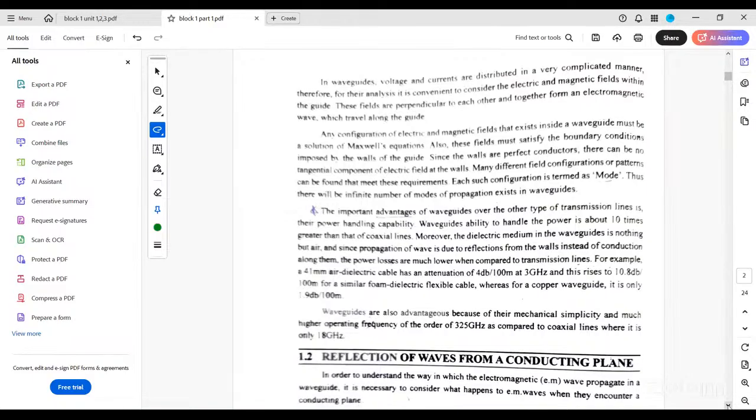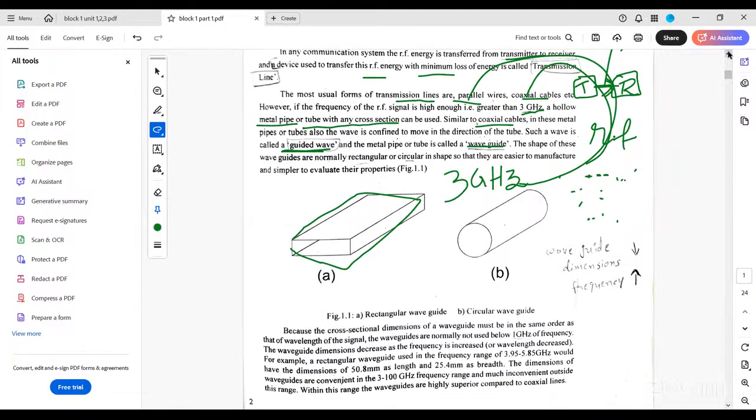One more thing to concentrate on is the cross-sectional area of the waveguide. The area of cross section of the waveguide is the same as the wavelength of the signal. Up to 1 gigahertz of frequency, there is no need to use it. If the waveguide dimension is decreasing, what happens to frequency? Frequency increases. If frequency is decreasing, we have to increase the waveguide dimensions. So waveguide dimension and frequency are opposite to each other. This is mentioned on this page.